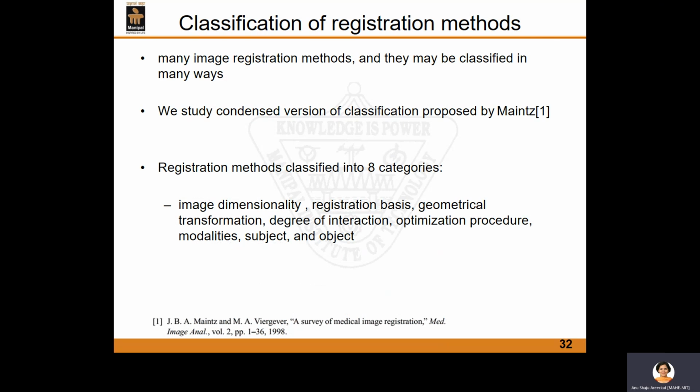Okay, next we'll see how we can categorize different registration methods. There are different categories that you can create. You can consider various parameters, for example the dimensionality, the registration basis, the transformation, etc., to categorize the different registration methods which are used. We'll just quickly discuss each one of them.